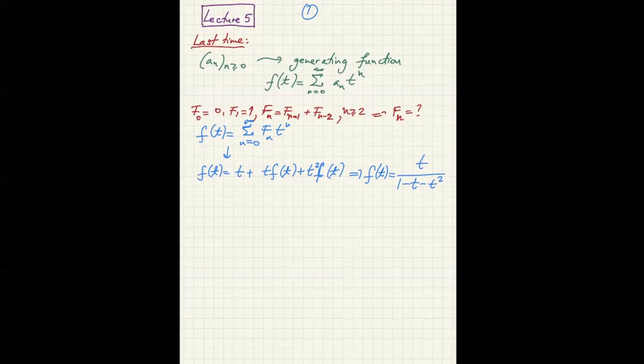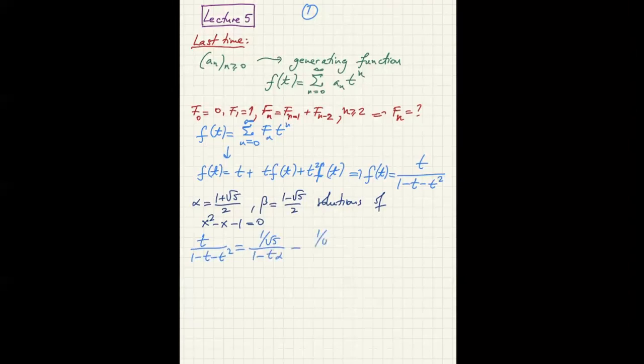And this further led us to use the following two numbers. So we remember we denoted alpha equals 1 plus square root of 5 over 2 and beta equals 1 minus square root of 5 over 2, which are the solutions of the quadratic x squared minus x minus 1 equals 0. And with these solutions in mind, we can expand the rational function as follows: as 1 over square root of 5 times 1 over 1 minus t alpha, minus 1 over square root of 5 times 1 over 1 minus t beta.